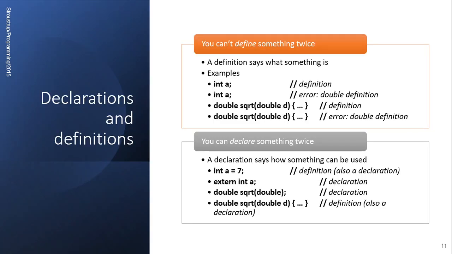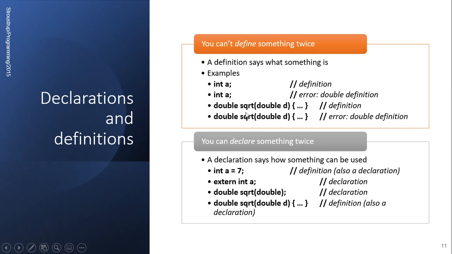Now some more technicalities regarding declarations and definitions. One is you cannot define something twice. A definition says what something is. So for example, int a, these are definitions. You cannot define the same variable twice. Your compiler will flag an error here.